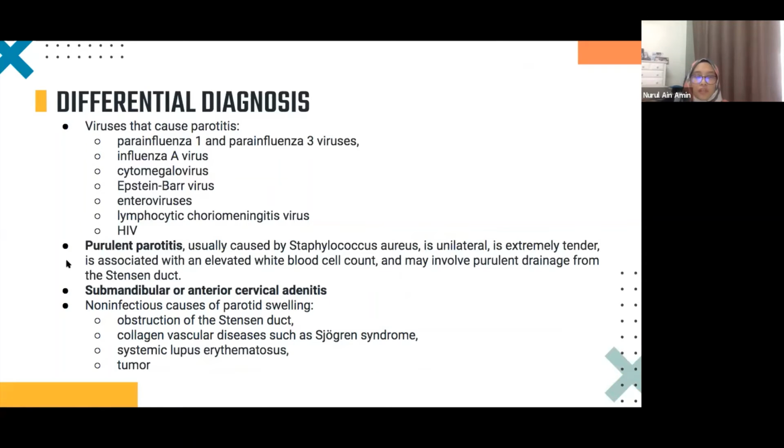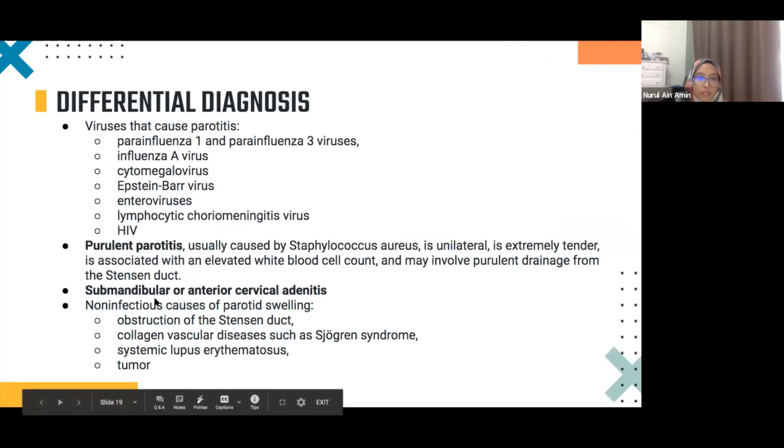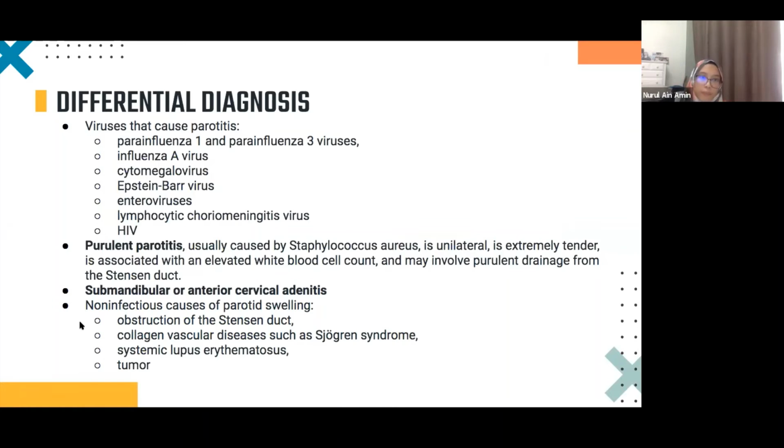Okay, and differential diagnosis, we must differentiate from the different causes of parotitis, such as these viruses. And then we have purulent parotitis, usually caused by Staphylococcus aureus, which is usually unilateral. And then with some mandibular or anterior cervical adenitis, or even non-infectious causes that can cause parotid swelling.